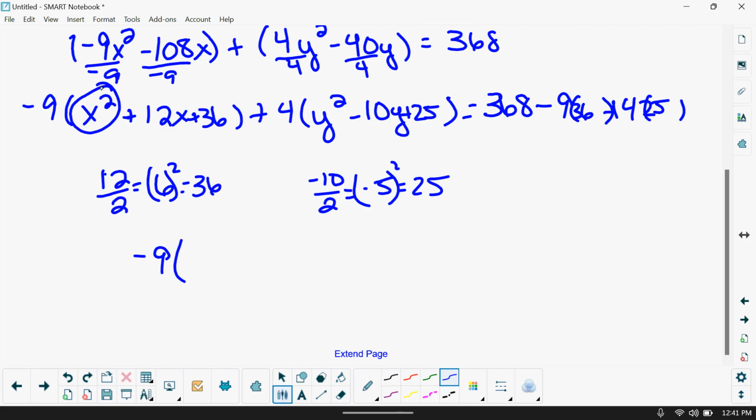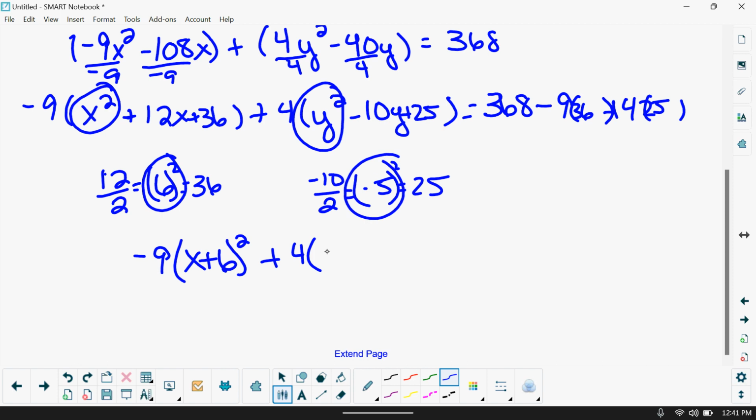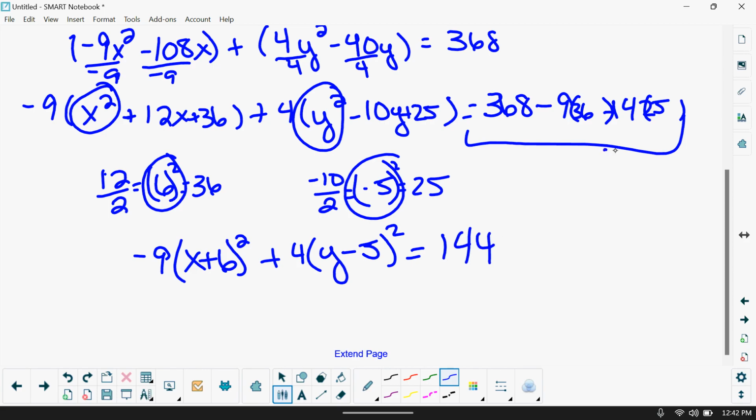Remember, we're going to collect my square term. So it'll be x plus 6 squared plus 4. We have a y squared and a minus 5, so y minus 5 squared equals. And now I'm going to add all that, add and multiply. Minus 9 times 36 plus 4 times 25. I got 144. Okay, so all of this equals 144.